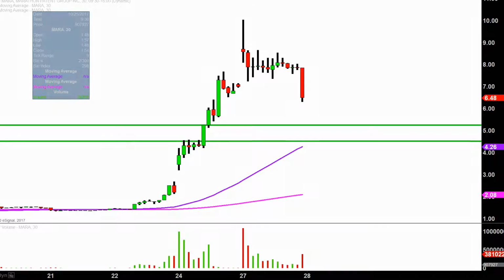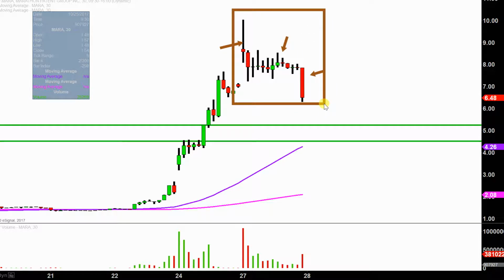Real quick, what do I mean by 30-minute in case maybe you're new to charts? Instead of each one of these candlesticks representing one day's worth of price action, which is what you would normally see, each one represents 30 minutes. So while this may look like several days' worth of time, it's actually just today's price action broken down into 30-minute time slices.